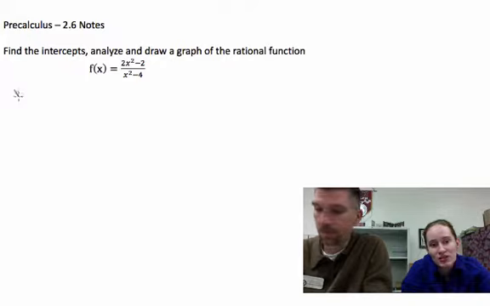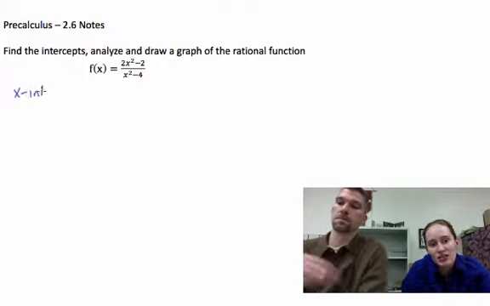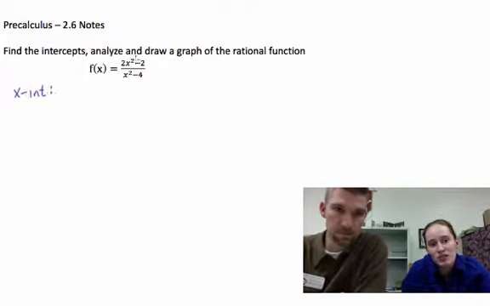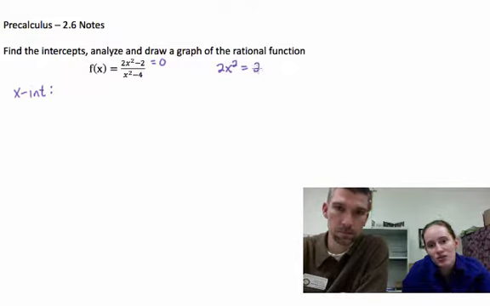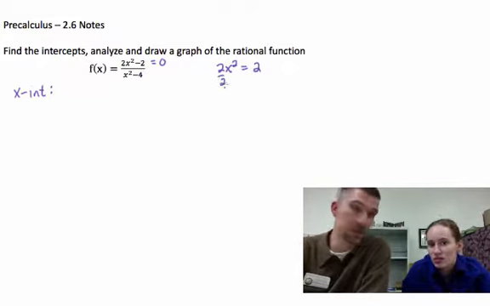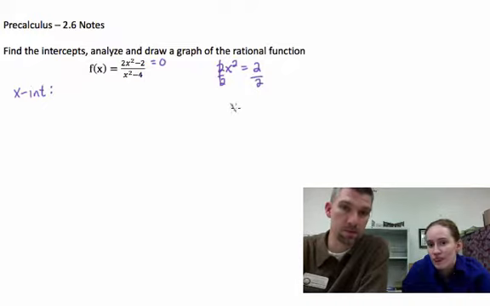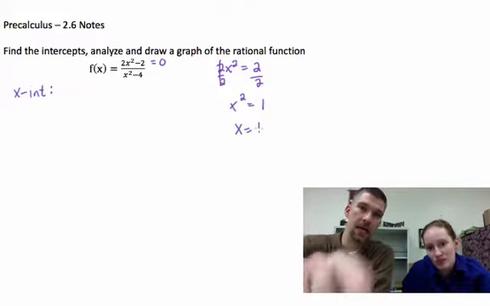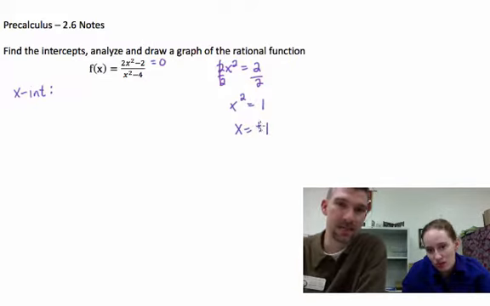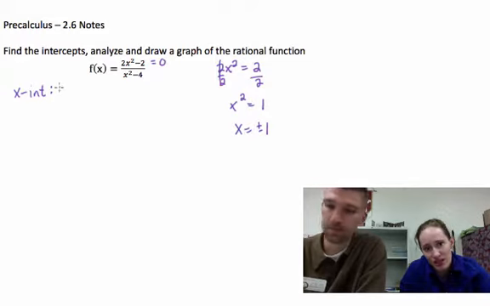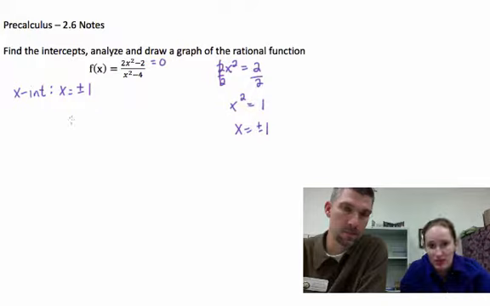Okay, so let's start with the intercepts. The x-intercepts you find by setting the top of the function equal to 0. So 2x squared minus 2, I'd add the 2 over to start off and get 2x squared equals positive 2. Divide by 2, we get 1. Square root both sides, plus and minus 1. So we have x-intercepts at x equals positive and negative 1. Don't forget about the negative.